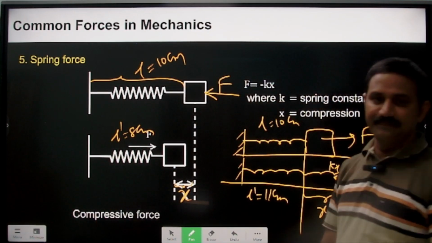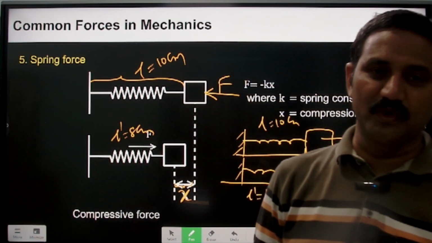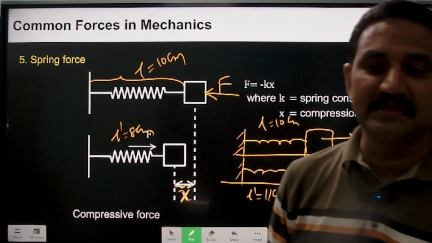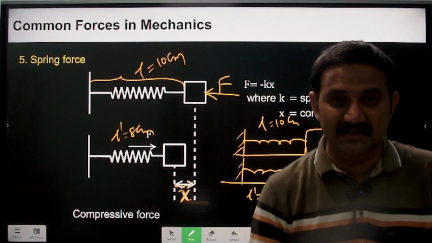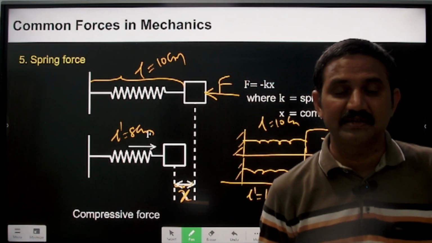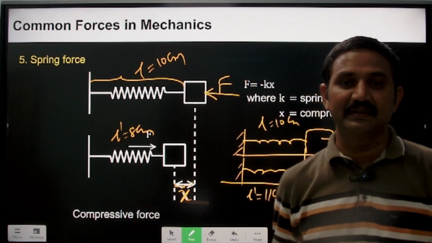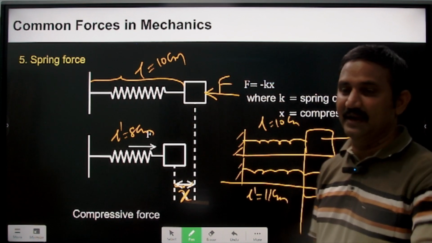Finally, the spring force magnitude is equal to k into x, where k is called the spring constant. Different springs have different spring constants. x is the elongation or compression in a spring, which depends on the direction of the applied force.